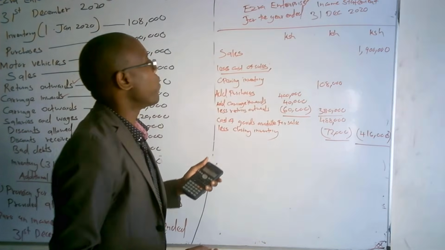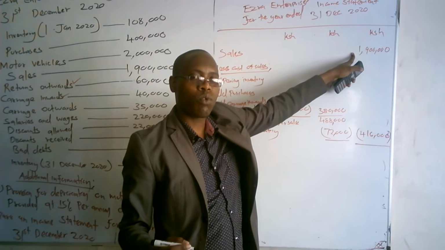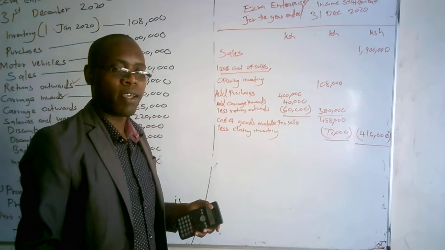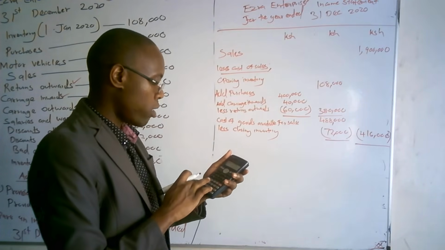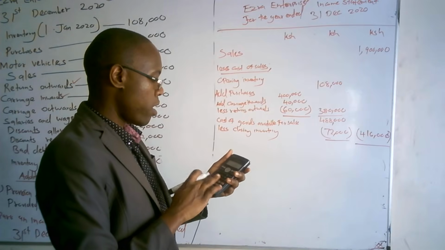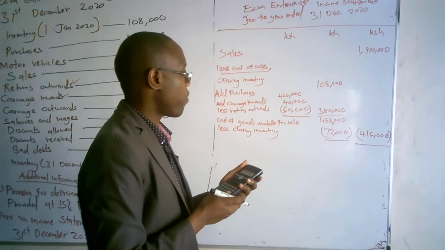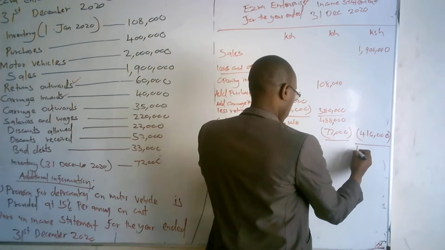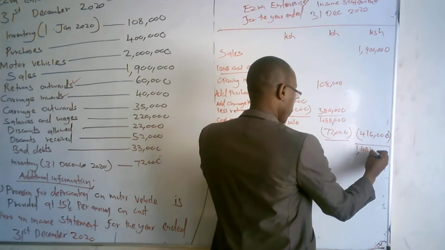So you are going to take your sales figure, which is the net sales here, because we were not having the returns inwards. So now you are going to take 1,900,000, then you subtract the 416,000. Then of course you are going to have 1,484,000.